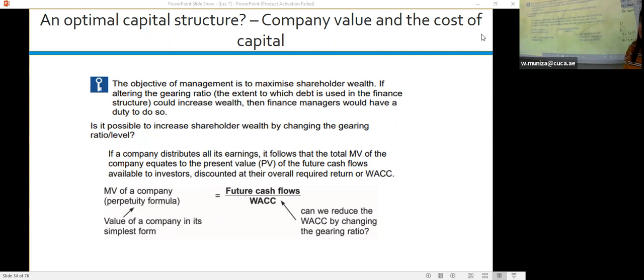So what is the optimal capital structure? What should we do? For the market value of the company, if we are using the perpetuity formula, if the dividends are never going to stop, then it is the future cash flows divided by WACC, the required rate of return. Can we reduce the WACC by changing the gearing ratio? This is the question. Or the value of the company in simplest form is this. So this is the question to which we do need to find an answer.